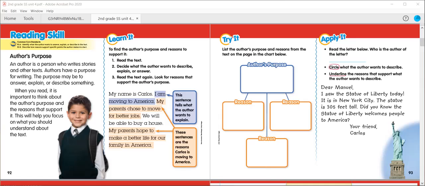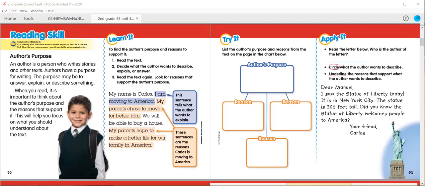Now in the Apply It section, it says read the letter below. Who is the author of the letter? You're going to write the name of the author on this line. Then you're going to circle what the author wants to describe and underline the reasons that support what the author wants to describe. So let's read through it once to get familiar with the text, and then we're going to go back and find the information that we need.